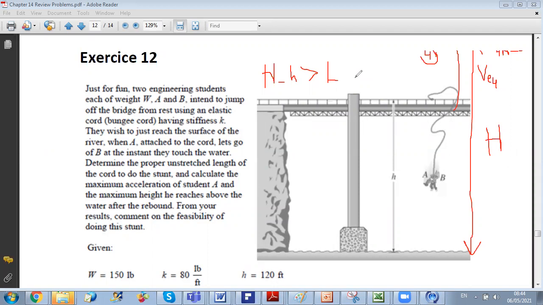Okay. So what you can do is say I will assume that at the final stage big H minus small h is higher than L. So my cord is stretched. And you do the calculation. After you find H you verify. If H minus h turns out higher than L, what you did is right and you can stop here. If not, you will repeat the calculation and set the elastic energy to zero.